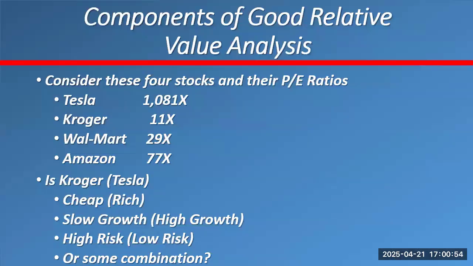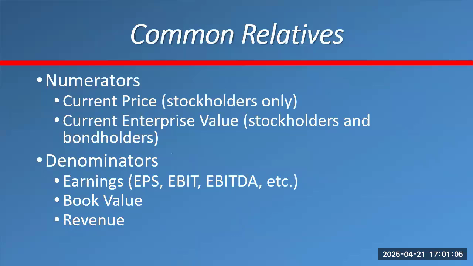So the PE ratio is telling you something about the company. You got to decide what it's telling you. It's either cheap or rich, high growth or low growth, high risk or low risk, or a combination of all of those things. So our numerators are going to be either price or enterprise value. So when do you use price?